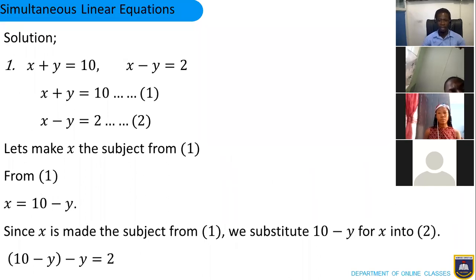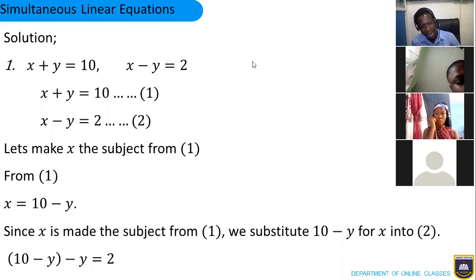So you pick an equation first, then you pick a variable you want to make the subject. So I picked equation 1. Now I'm making x the subject from equation 1. After making x the subject, I'm going to get x is equal to 10 minus y, because in equation 1, I have x plus y equals 10. So I want x to be alone, so I will transfer the y to the 10, which will be negative there. So here I have x equal to 10 minus y.